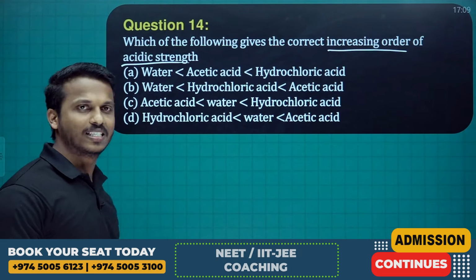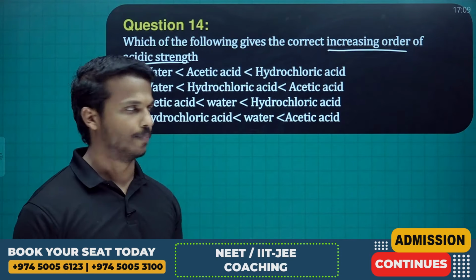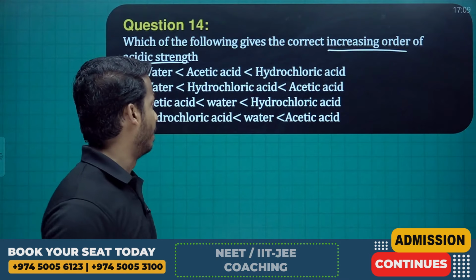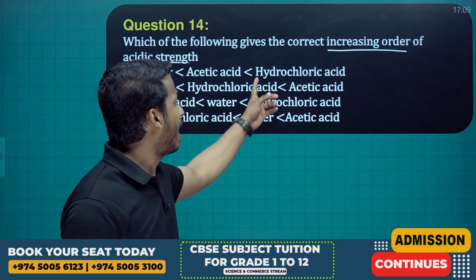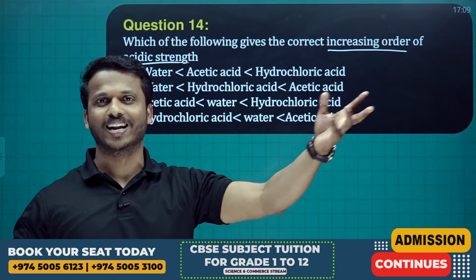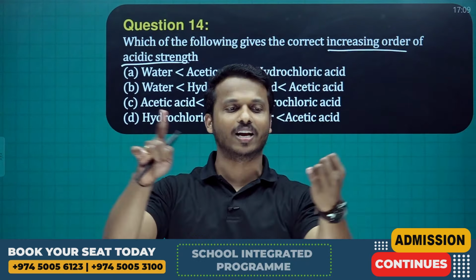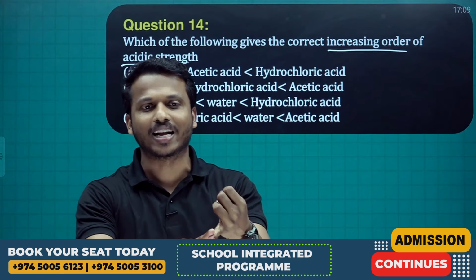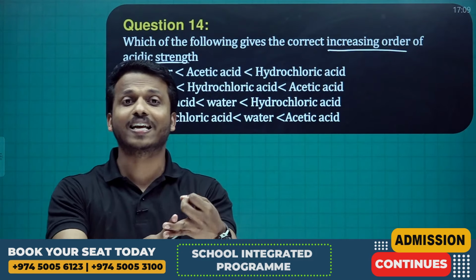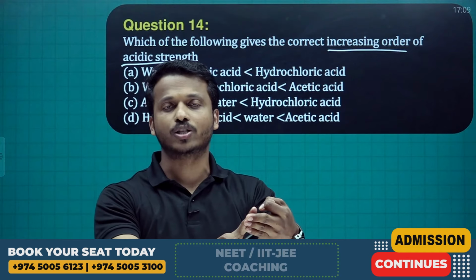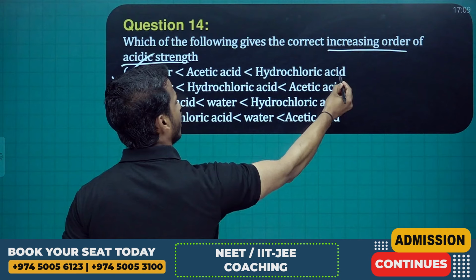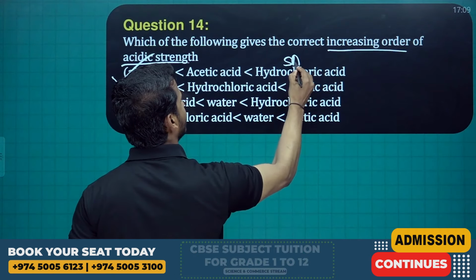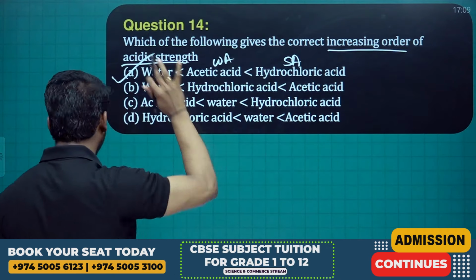Dear all, water is there. You know, water is a neutral one. And what is acetic acid? Acetic acid is a weak acid and hydrochloric acid is a strong acid. Very clear which is more acidic. Hydrochloric acid is a strong acid, so it is the most acidic. Acetic acid is the weak acid, whereas water is almost neutral. So option A is the correct answer. Hydrochloric acid most, this is strong acid. This is weak acid. It's neutral.